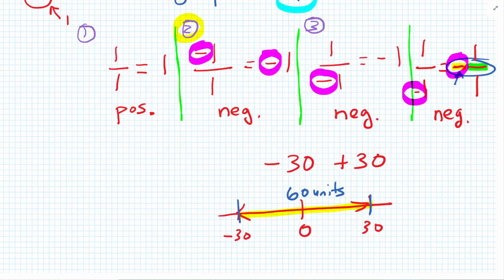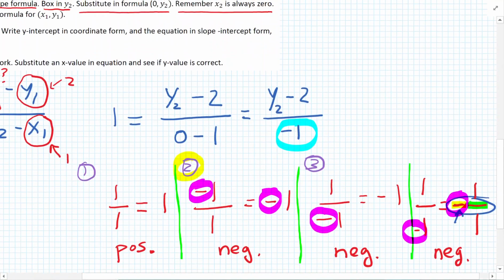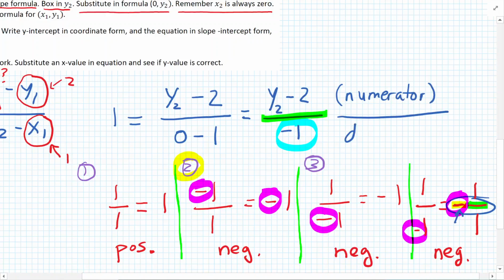So let's go back to this problem and look at this negative 1 in the denominator. And just to remind you what the denominator is, it's below the fraction bar. So we have the numerator up here, and we have the denominator in the bottom.